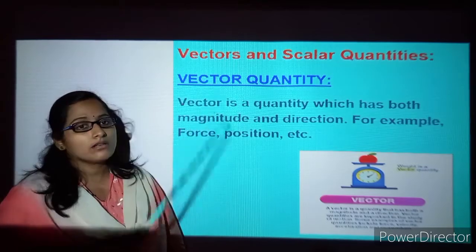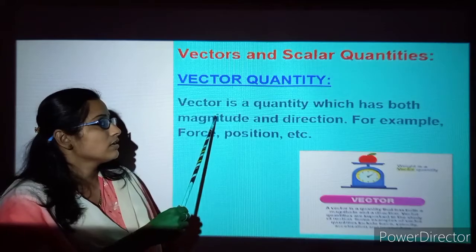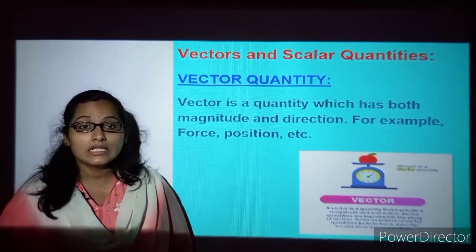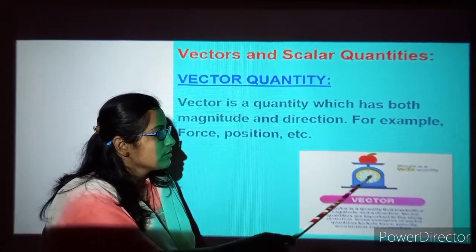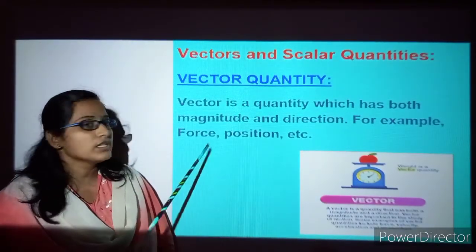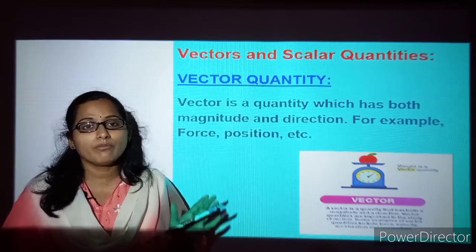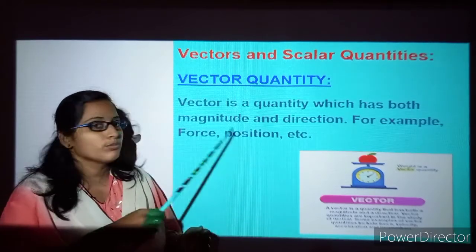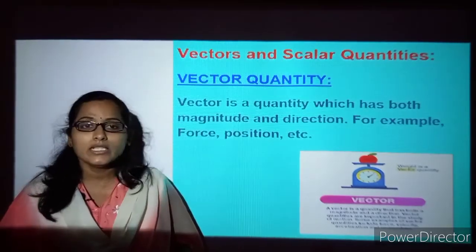So what is a vector quantity? We'll start with that now. You can see here, vector quantity is a quantity which has both magnitude and direction. An example is, you put a force, there is a magnitude, and the force that you have applied, opposite to that there will be the movement of the object. So with respect to the position, movement of position, there is also magnitude and direction.